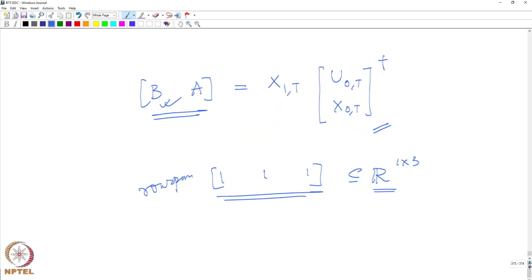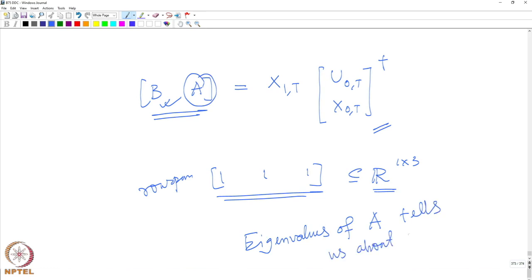And once you have that right inverse, you can find out what this A is. And if you can find out this A, then from there you can find out the eigenvalues of A and figure out whether the system is stable, which tells us about open loop stability, right.